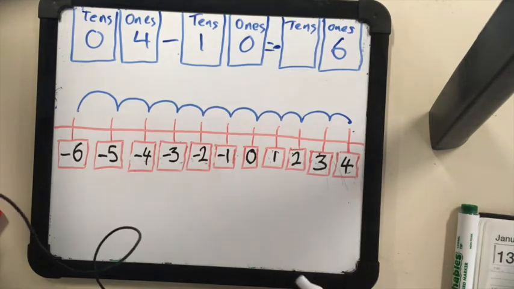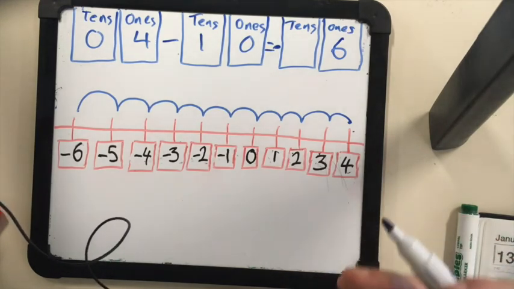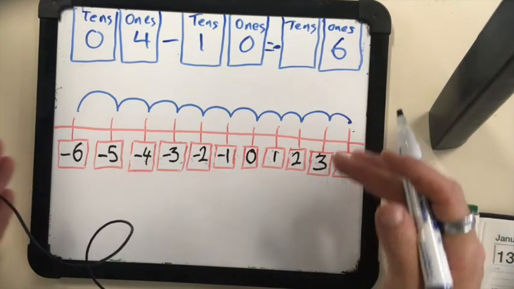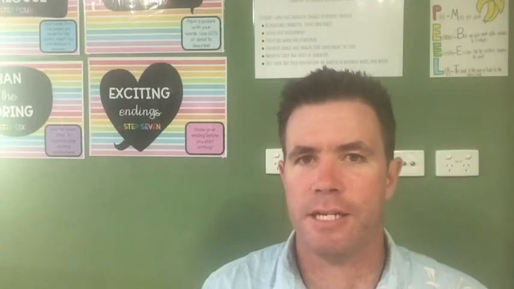That's why when you're just starting to work with integers, it's very important that you check your work using a number line. Well, that's it for integers so far.